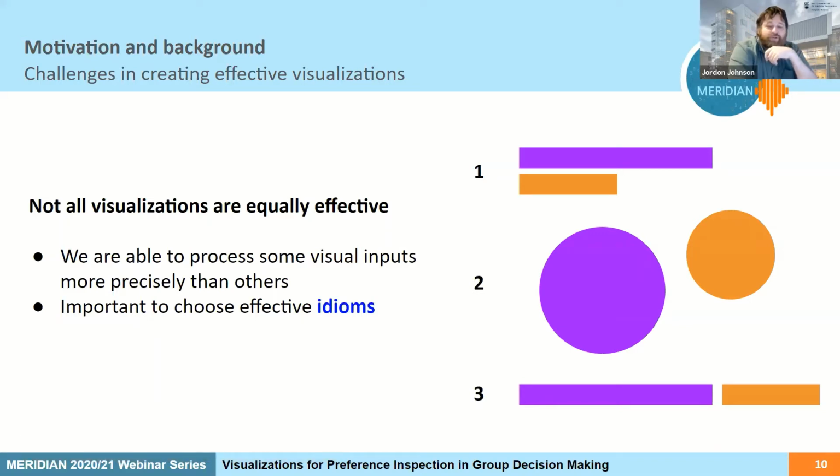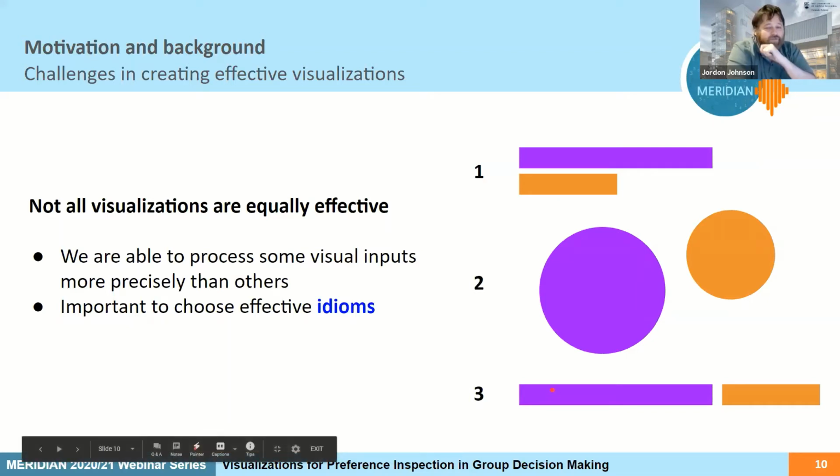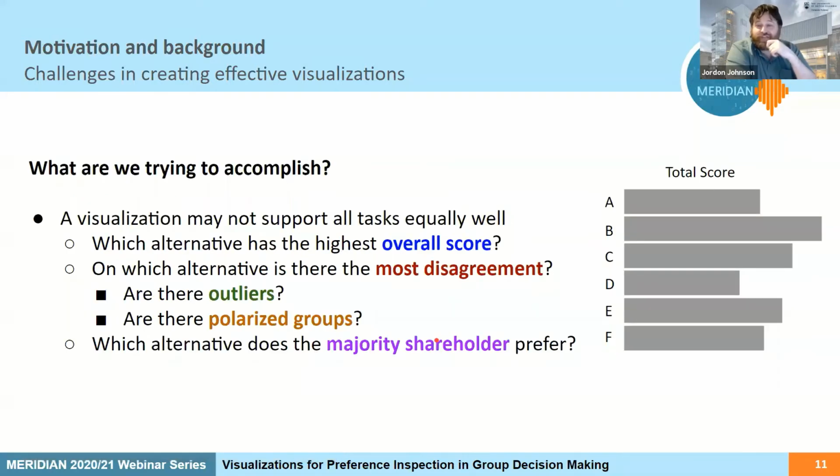So it's important to choose idioms that will be effective in supporting the tasks that we're trying to accomplish. But in order to do that, we first need to understand what those tasks are. We need to understand what it is we're trying to accomplish here, because a visualization is not guaranteed to support all tasks equally well. In this case, I've just got a visualization of 6 different alternatives, A, B, C, D, E, and F, and we're measuring total score.